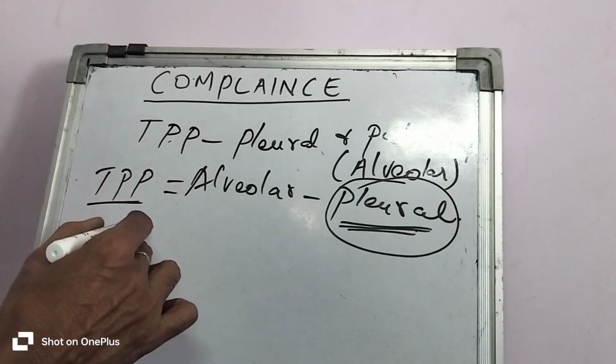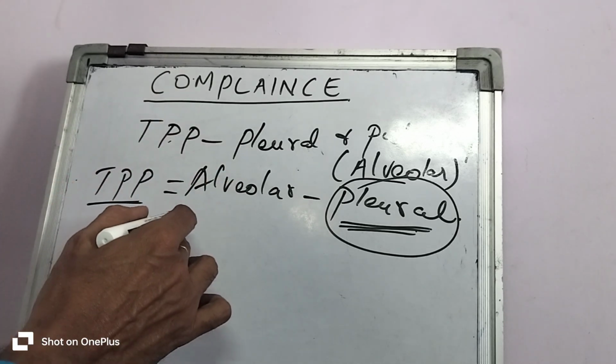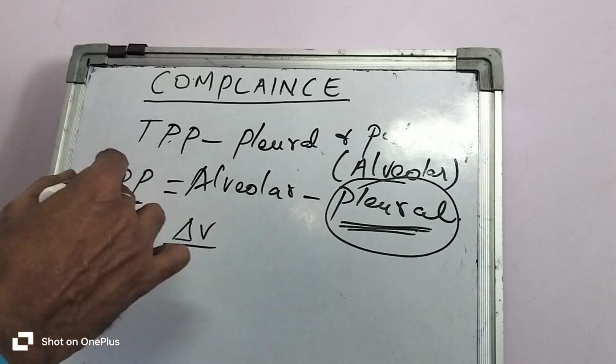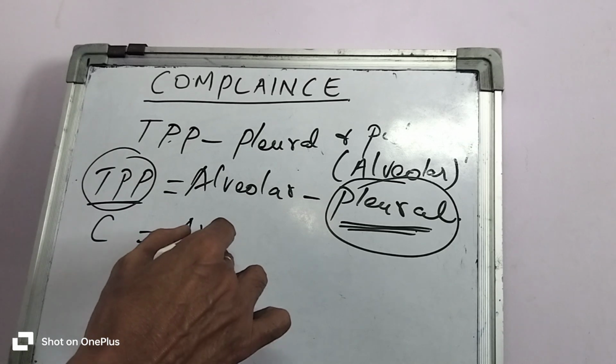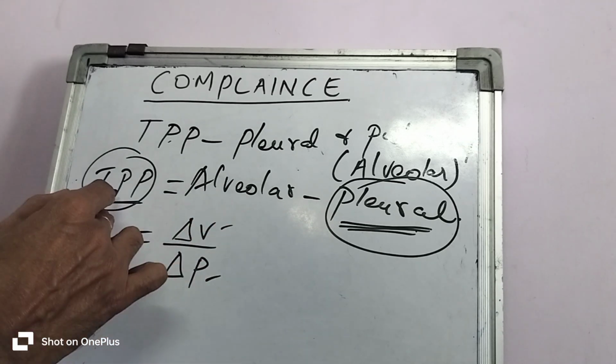So what is compliance? Compliance is the extent to which the lung expands, that is change in the volume, for a unit increase in the transpulmonary pressure, that is change in the pressure. So compliance is given by the formula delta V by delta P, change in the volume by change in the pressure. Here the pressure refers to the transpulmonary pressure.